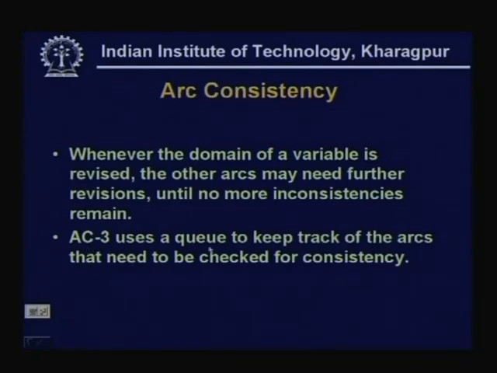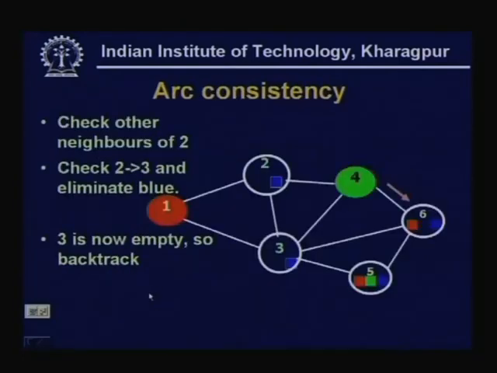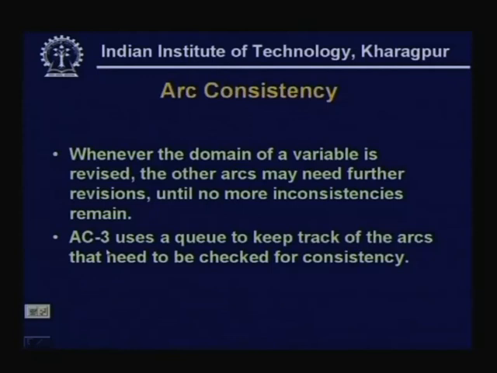The AC3 algorithm uses a queue to keep track of the arcs that need to be checked for consistency. Because as we said, when we assign 4 to green, it is not enough that we check the domains of 2, 3 and 6, which are neighbors of 4. If these domains did change, we have to check 2 with its neighbors and do this recursively until there is no further constraint propagation. So, AC3 does this constraint propagation, and whenever the domain of a variable is reduced, according to this algorithm, you propagate the constraints to the neighbors of that variable. So, this is done recursively in the AC3 algorithm.